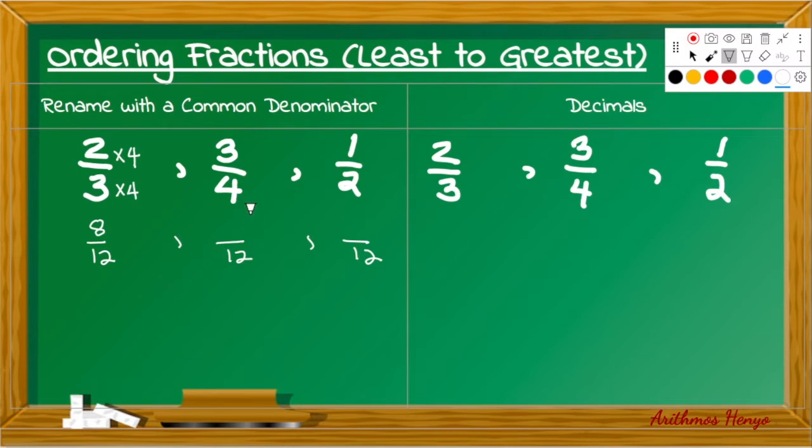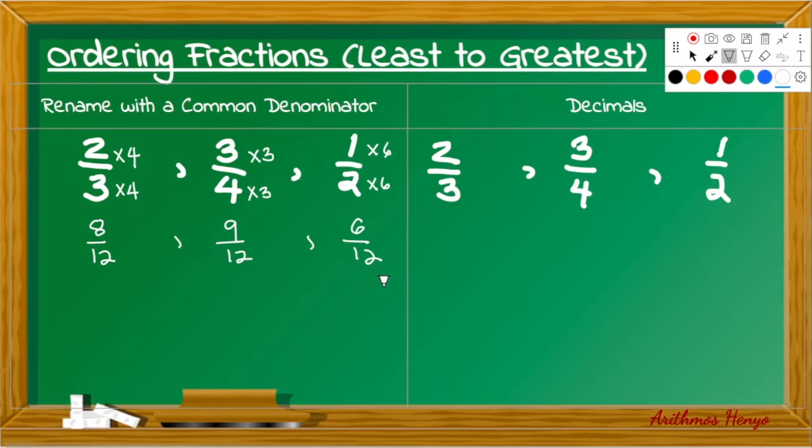Then, 12 divided by 4 is equal to 3. Multiply this by 3. So this is 3 times 3 is equal to 9. And 12 divided by 2 is equal to 6. 1 times 6 is equal to 6.